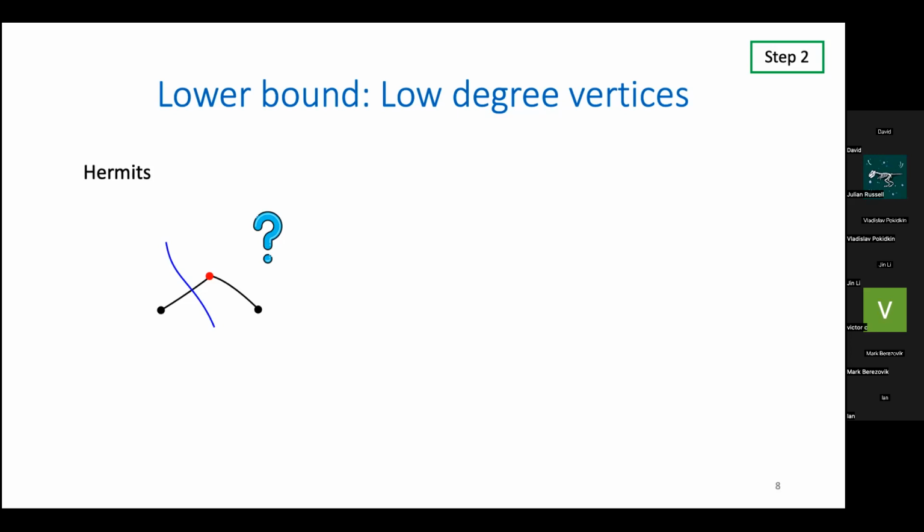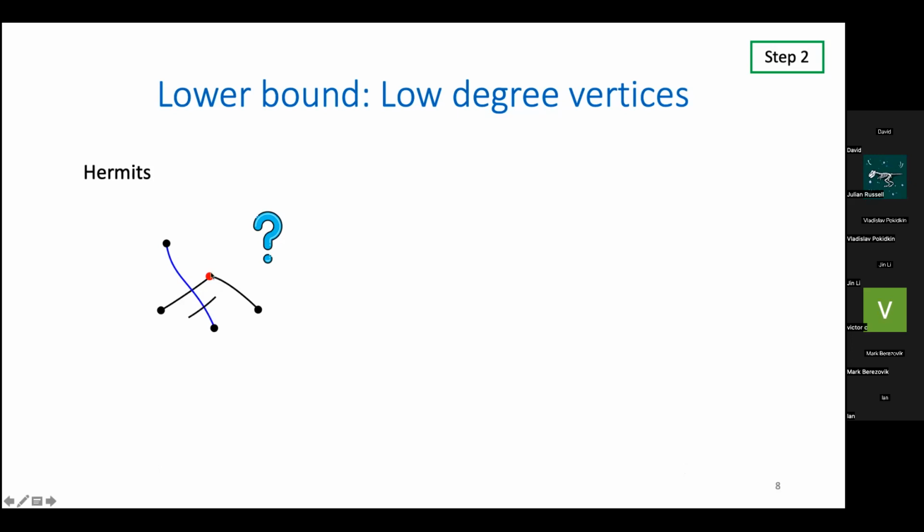Maybe they can be, maybe they may not be, but let's try to analyze this. Recall that we have a 2-plane drawing. So this blue edge can have at most 2 crossings. So it can have one more crossing either on this side or this side. And let's say it's on the other side.